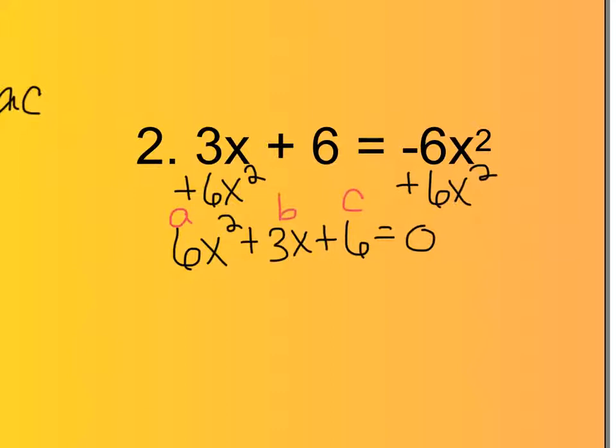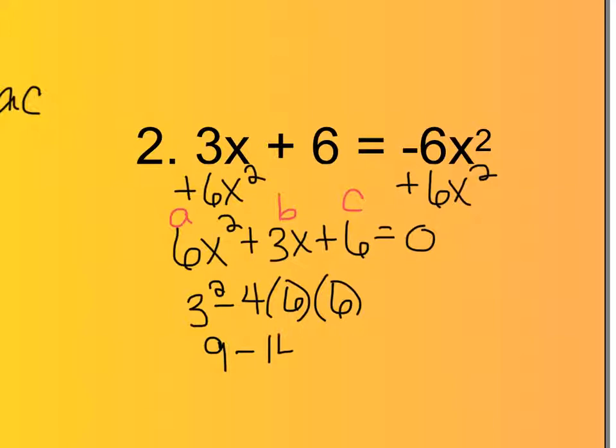So again, the discriminant is your b squared minus 4ac. So we have 3 squared minus 4 times a times c. So I have 9 minus 36 times 4, which is 144. 9 minus 144. At this point, to be honest, it really doesn't matter what that is because we know it's going to be a negative number. So this one, again, just like number 1, would have no real solutions.